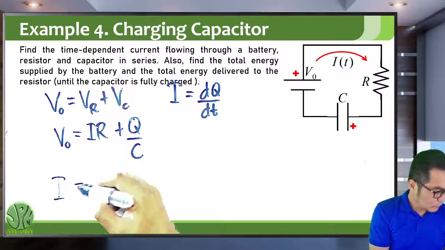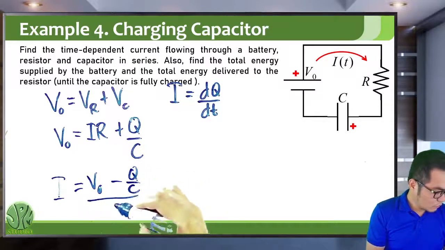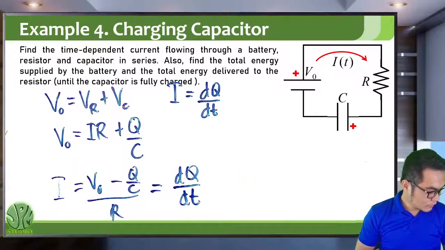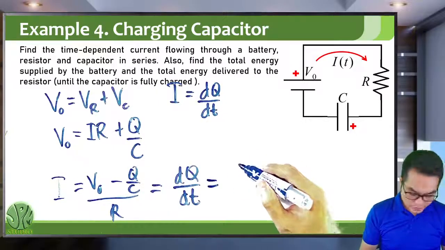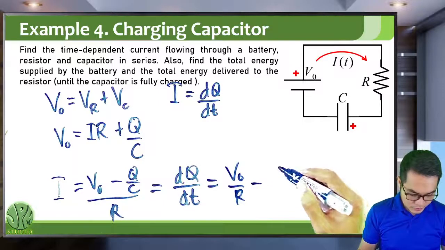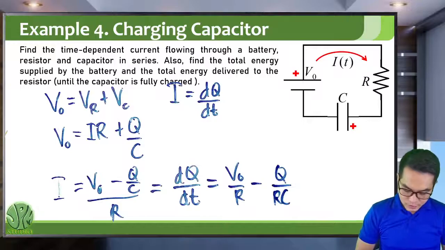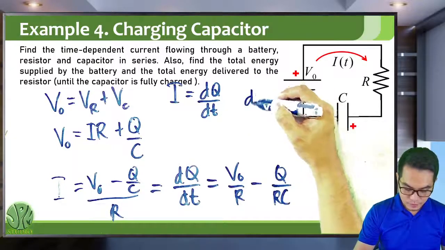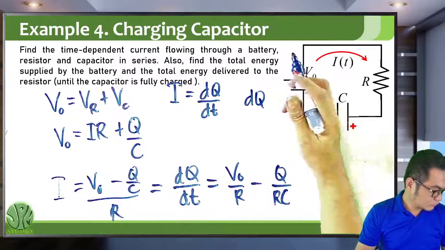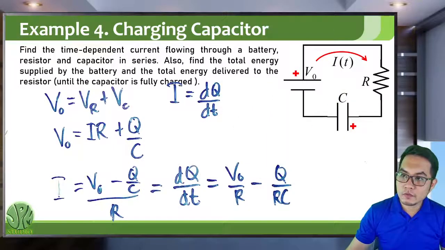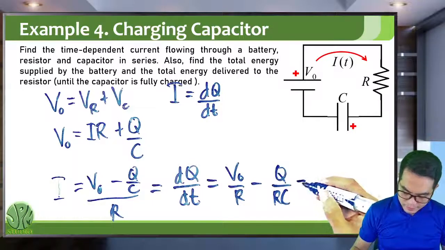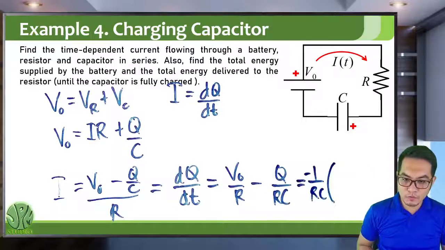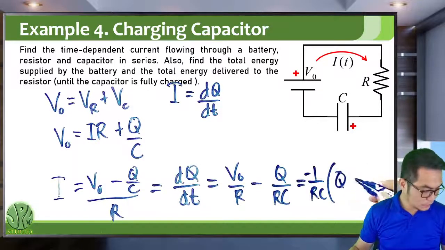If we solve for I, then we will get V0 minus Q over C, all over R, and this is equal to dq dt. So this is still simplifying. We have V0 over R minus Q over RC. And then solving for dq, we can simplify this by taking negative 1 over RC out, and you will have Q minus CV naught.